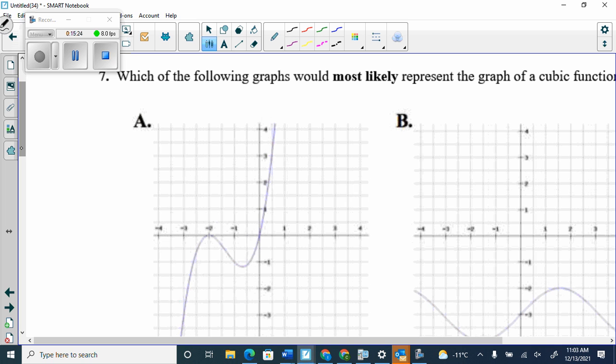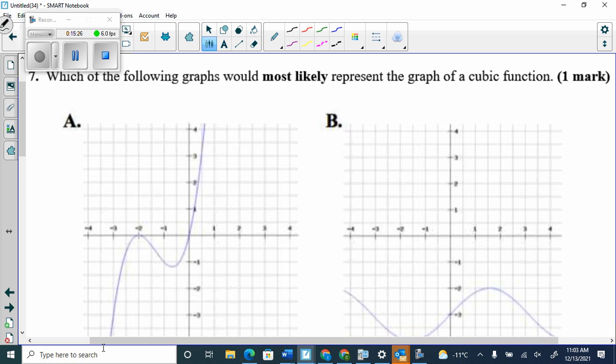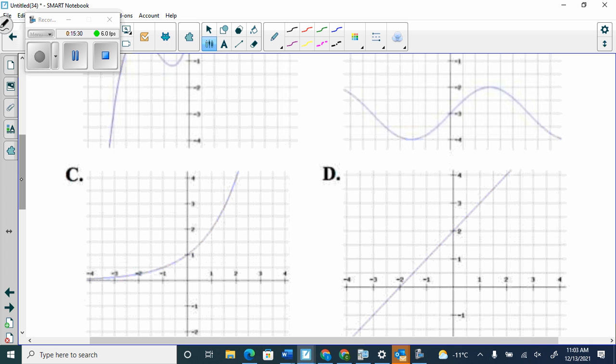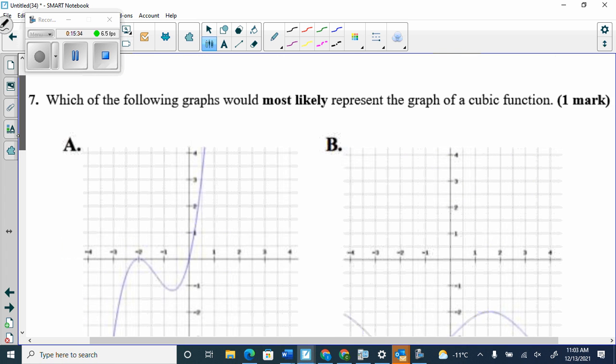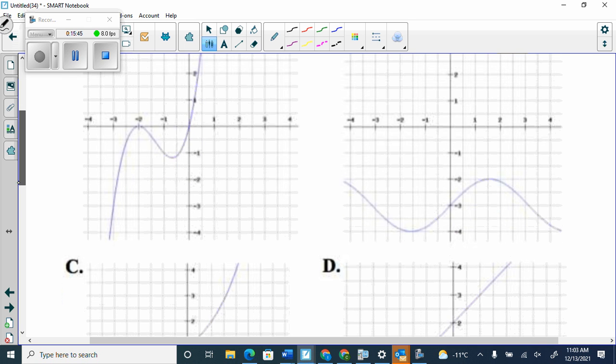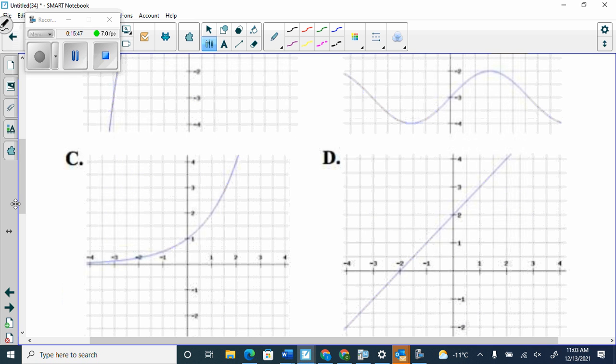Which of the following would most likely represent a cubic? A. That's sinusoidal, you don't even know about it. This one's exponential and that one's linear. So it's A. B is sinusoidal, it keeps going. Even though it kind of looks like it's cubic, it's not. C is exponential, and D is linear.